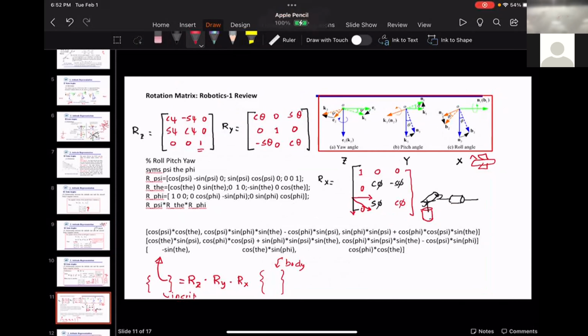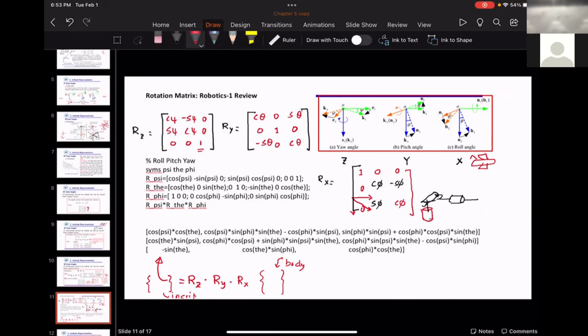So I would encourage you, if you have a minute, you can run this code. You have R psi, R theta, R phi. Run this inside MATLAB, and then you are going to get this big expression that is the same rotation matrix that gives you the transformation from body to inertia. Please understand that this transformation, you're going to see it again and again. But this comes from the basic fundamental Robotics 1 concept.